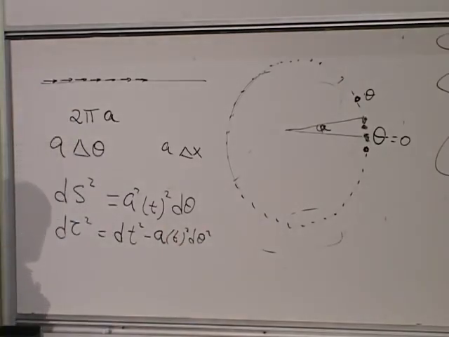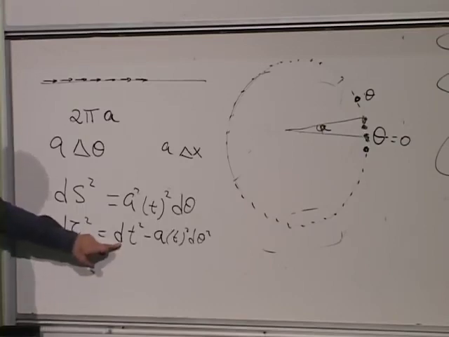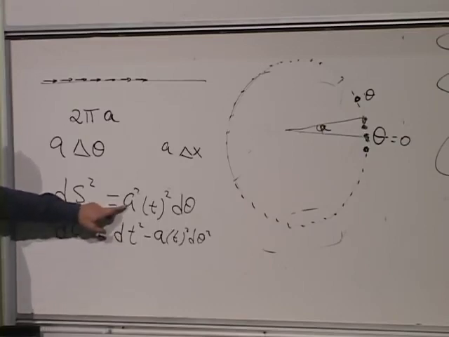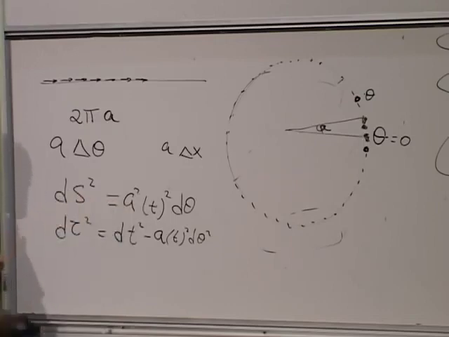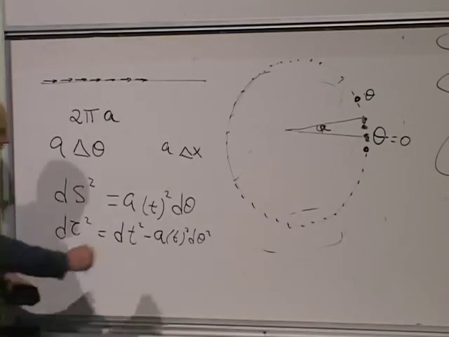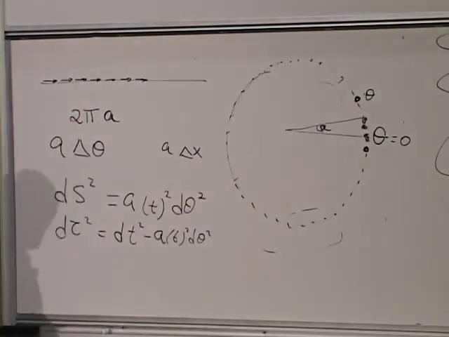That should be a squared, t squared in the first of the line up from the second. No, not here. No. One up above that. A squared. A of t squared. Good. Yeah. D theta squared. Good. Right. All right.